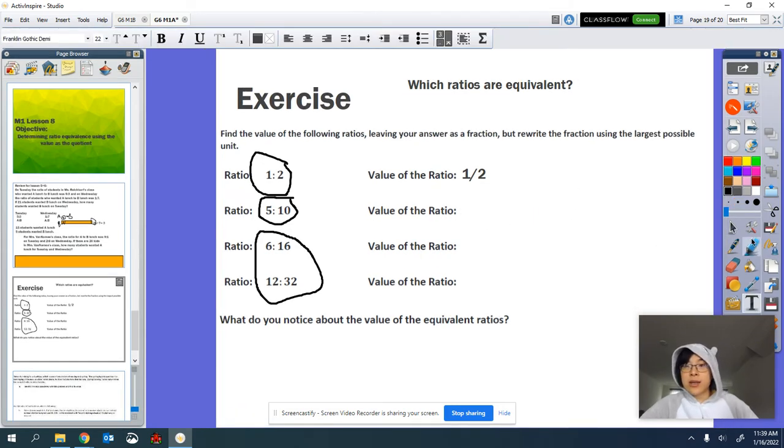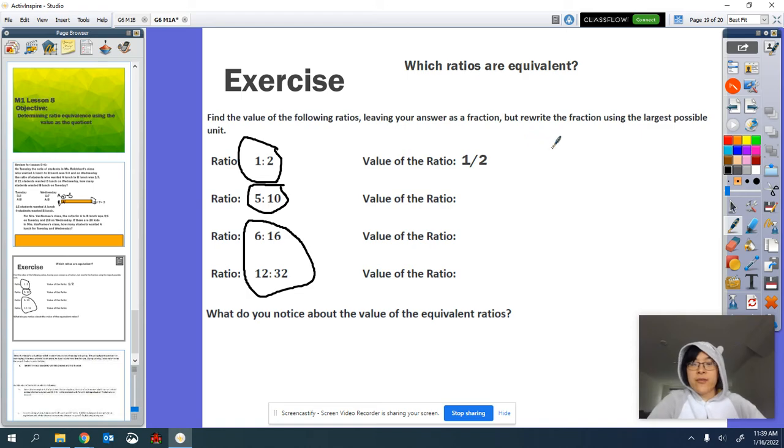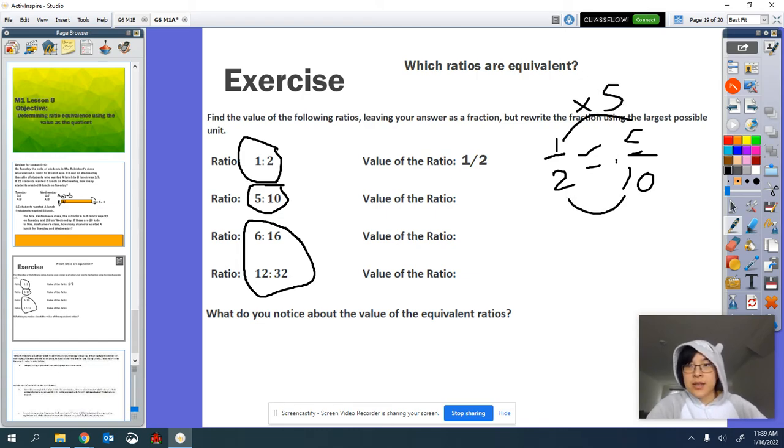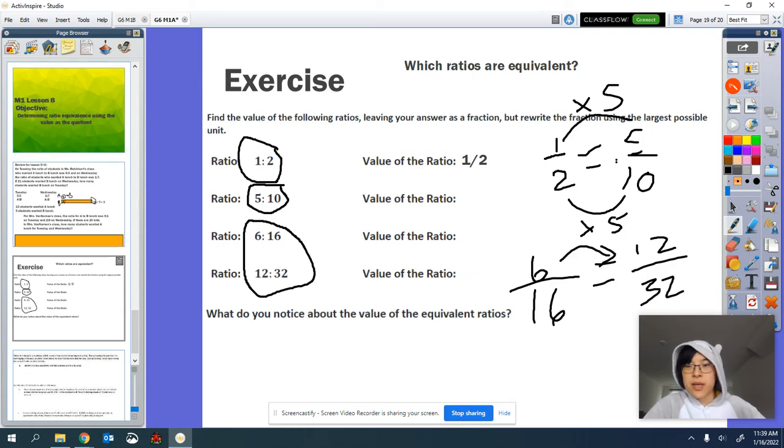Why? Because if I'm finding equivalent fractions, I know 1/2 is equal to 5 to 10, because if I multiply 1 times 5 and 2 times 5, I get the same number. So 5 to 10. Same thing for 6 to 16. It is equal to 12 to 32 because 6 times 2 and 16 times 2. I'm multiplying by the same thing.